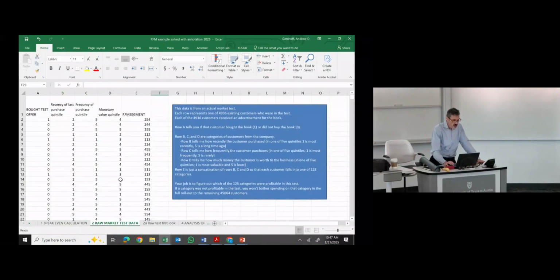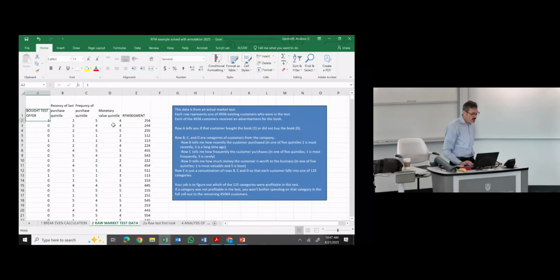Here we go. Here's the data that you have. What this indicates in this particular row is whether this person, of all of the people on the list, bought the book. There are 4,936 people in all in this column, and a 1 means they bought the book, and a 0 means that they didn't.